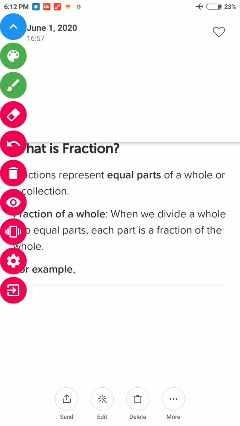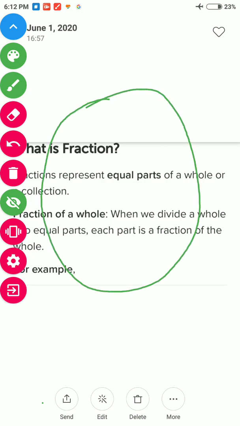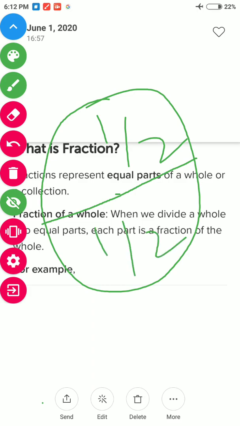For example, if we draw a circle, we draw a whole circle. This is the center of the circle. If we draw a line which passes through the center and intersects the circle at 2 points in such a way, this is called the diameter of a circle. A diameter divides a circle into equal parts. It divides a whole circle into equal parts, and each part is a fraction of a whole and is denoted by 1 divided by 2, because one circle is divided into 2 equal parts.